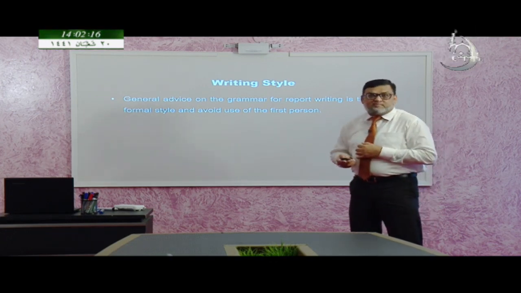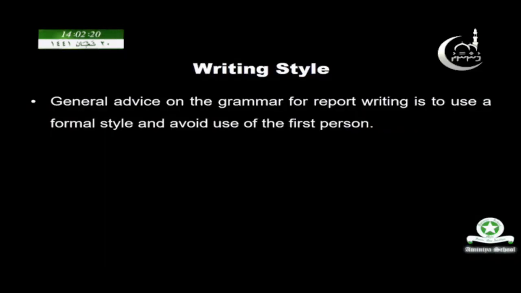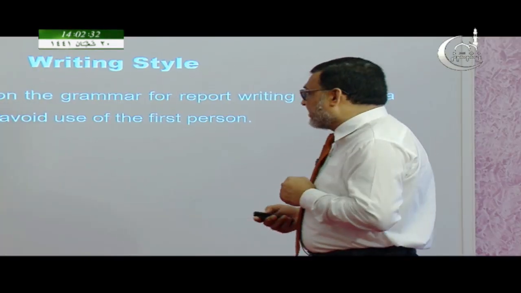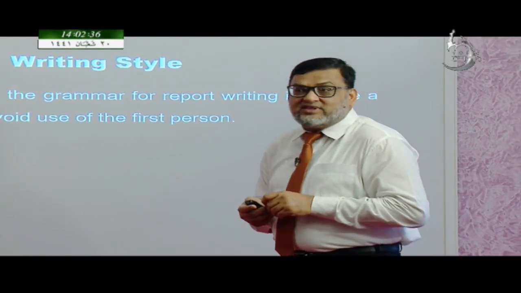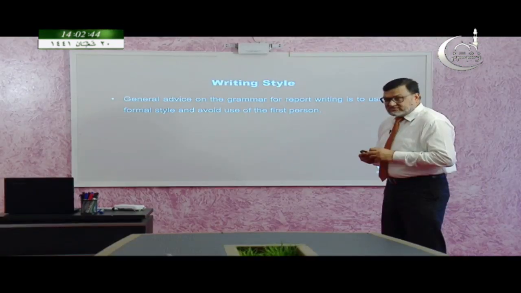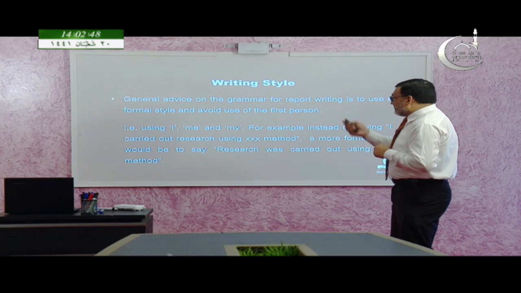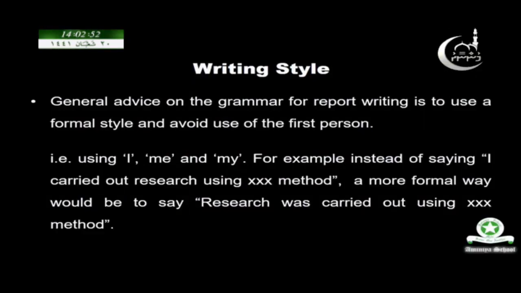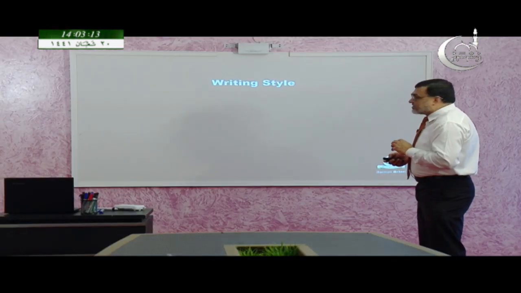A writing style is the most important element here. General advice on the grammar for report writing is to use a formal style. It is not something that we do, unlike email writing, casually when talking to somebody. It is a formal piece of writing, and in that you should not be using the expressions I, me, mine, my. So, the first person should be avoided according to the writing style suggested by the Cambridge examiner. For example, instead of saying I carried out research using ABCD method, a more formal way would be to say research was carried out using ABCD method. So, passive voice sentences should be used for writing style in an opinion writing question.